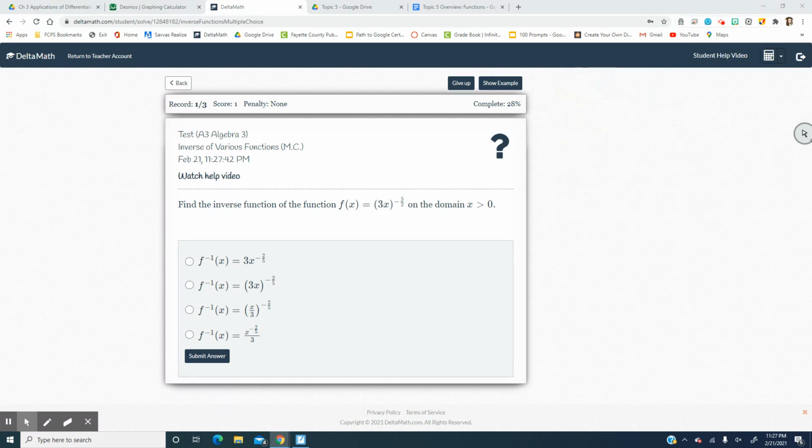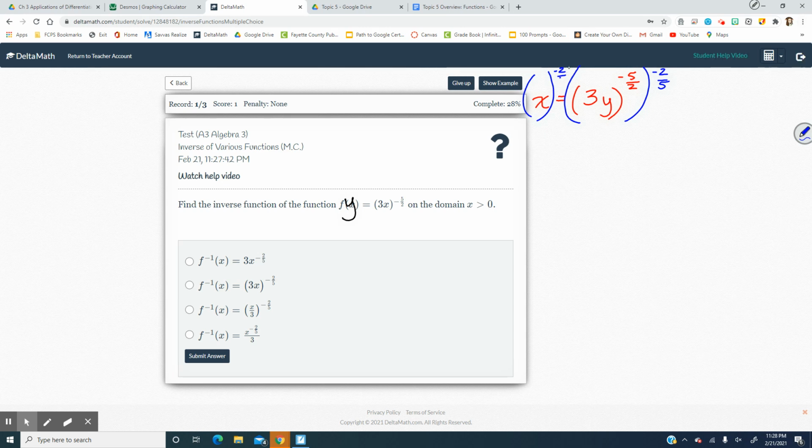So replace the f of x with the y. Then I'm going to switch my x and my y. X equals 3y to the negative 5 over 2. I can raise both sides to the negative 2/5 reciprocal. So flip the fraction, but you don't change the sign. Still keep it negative. Just flip the fraction. So raise both sides to the negative 2.